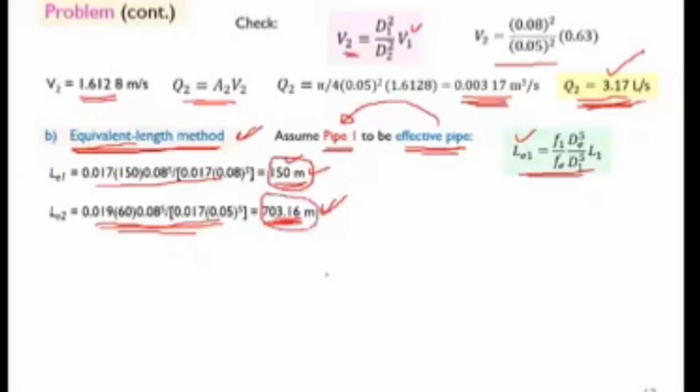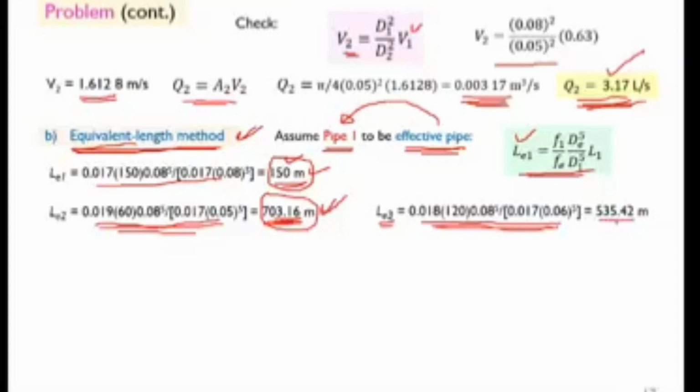703.16 meter. Next, we calculate LE3. So for LE3, you plug in the values for the effective pipe and the LE, the pipe 3. So you will get the length is 535.42 meter.